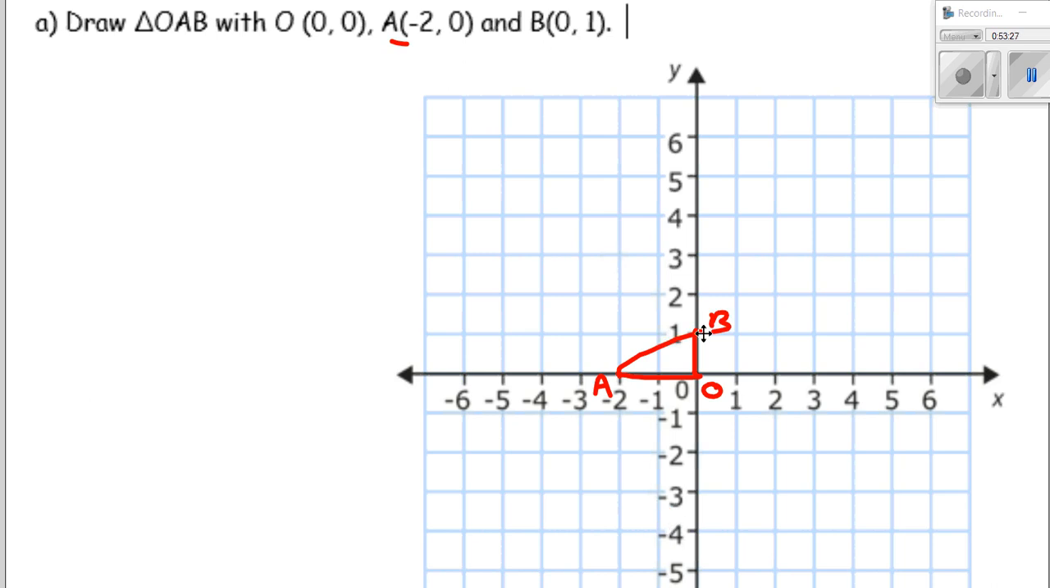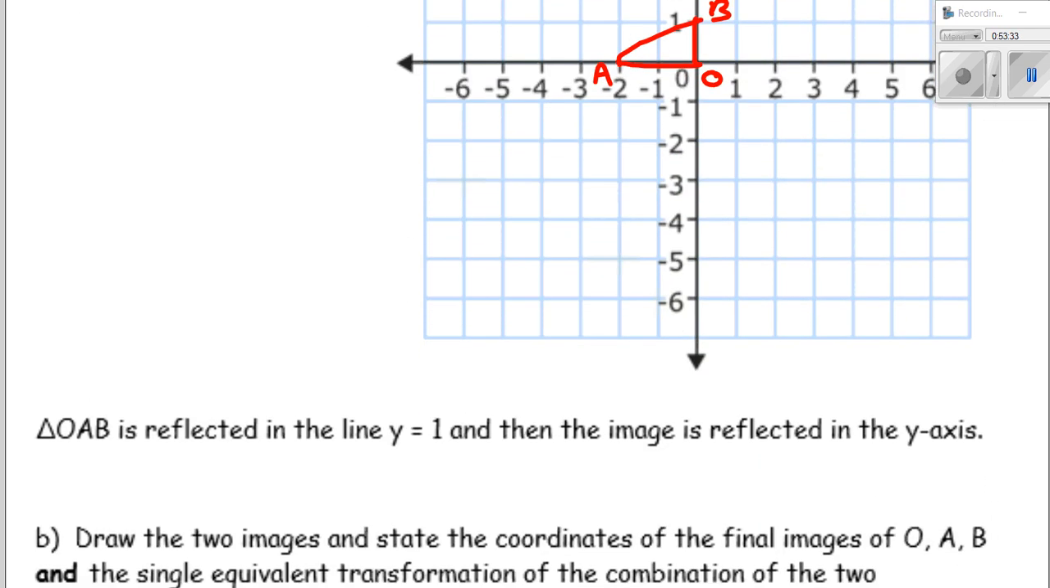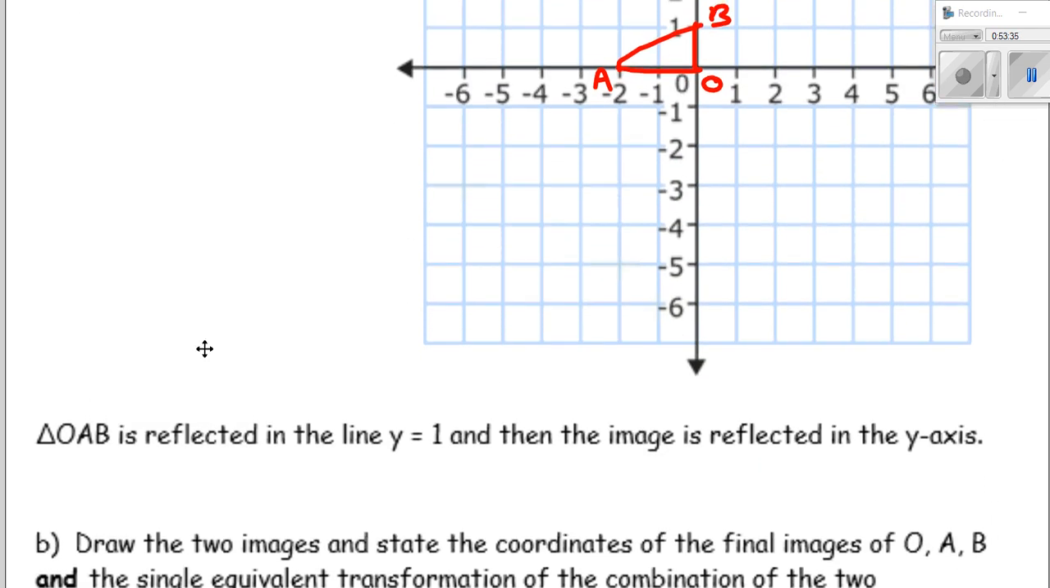So in red. What are we asked to do in the next question? OAB is reflected in the line y = 1. Remember, y = 1 is just a horizontal line that cuts through y = 1. That line there. And then the image is reflected in the y-axis. The y-axis is this one here. So two different sets of reflections.